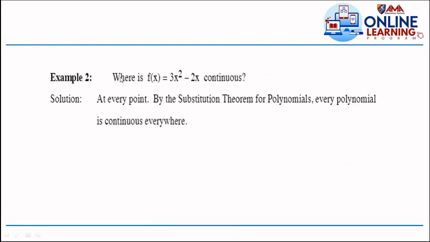We have example number 2: where is the function f(x) equal to x squared minus 2x continuous? At every point, by the substitution theorem for polynomials, every polynomial is continuous everywhere. This means that if you substitute any values of a in this function and plot them on your x and y axis, we will see that our function is continuous if you connect those points of intersection.